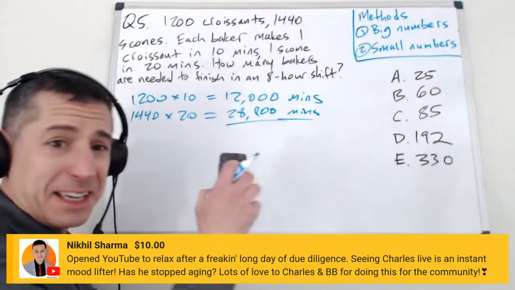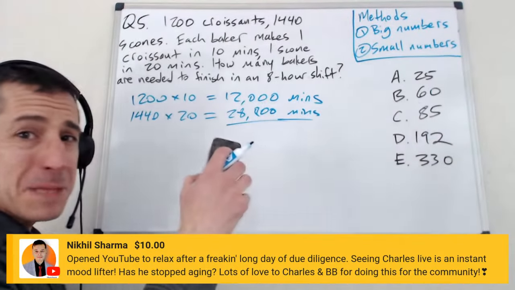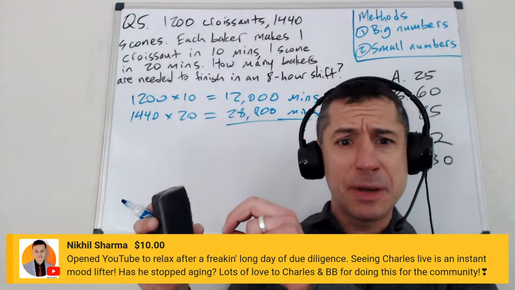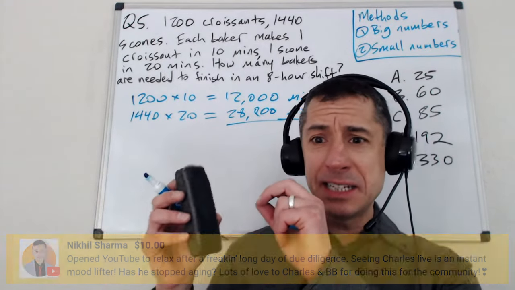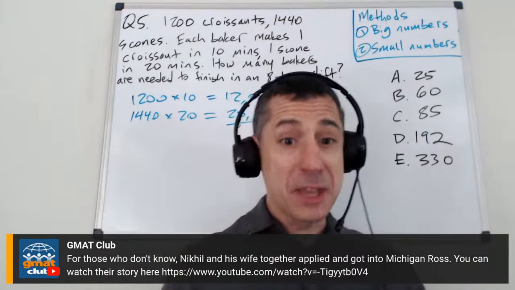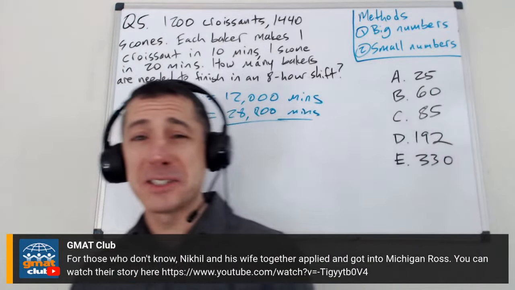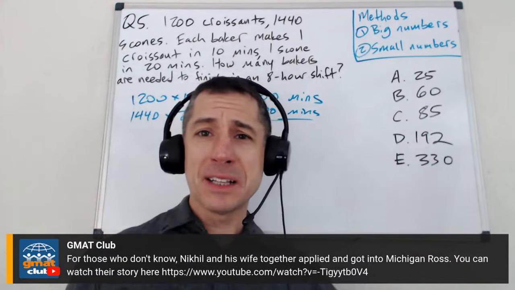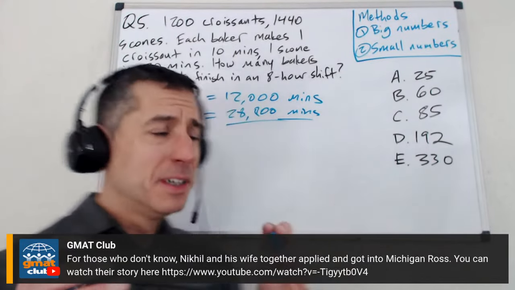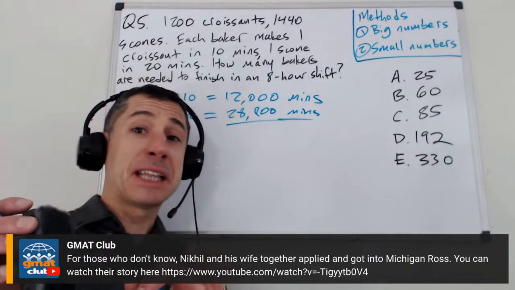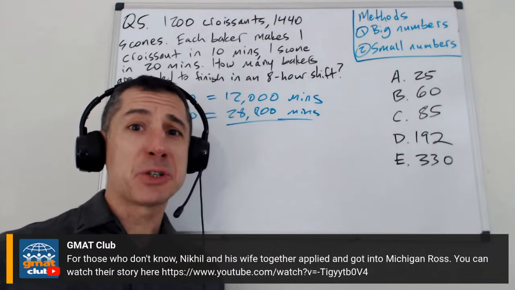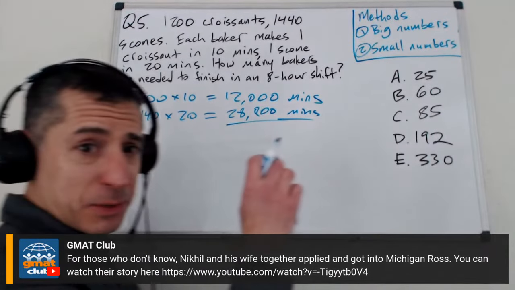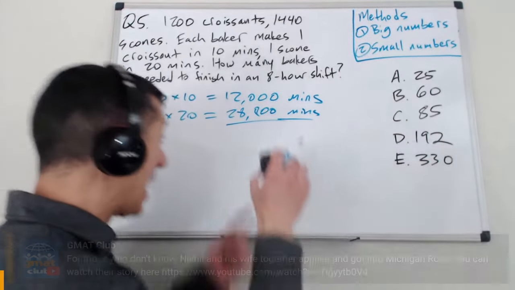All right. Nikhil, thank you so much. Awesome to see you. And again, for those who are wondering, if we get this in the video description too, Abhijit, Nikhil and his wife, there you go. Thank you. Applied together, got into Michigan Ross, great story. Longtime moderator, administrator, friend of GMAT Club. Both of them awesome people. So please take a look at that video if you're interested and want a good inspiring story. Kicking butt now in real life and done with the GMAT, and such an honor to see you here. Thank you so much. All right, back to the math.